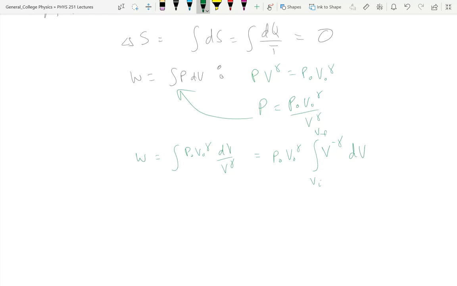What's the rule for the powers of this integral? When you have a variable raised to the nth power and you take the integral, what do you do to the power? Raise it by 1. So that's going to be V to the minus gamma plus 1. And then we have to divide by the new power.